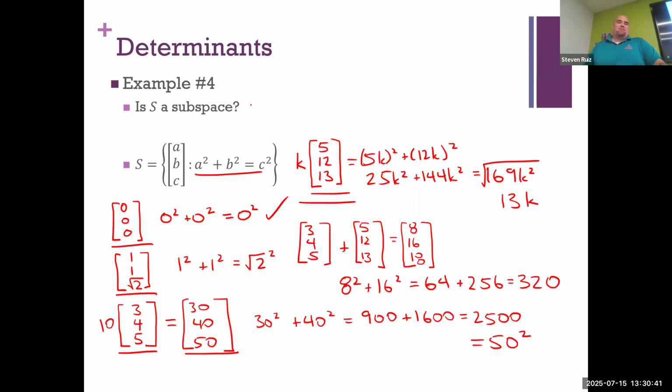So the answer is no. It is not closed under addition. So it meets the zero vector condition and the multiplication condition, but that's it.